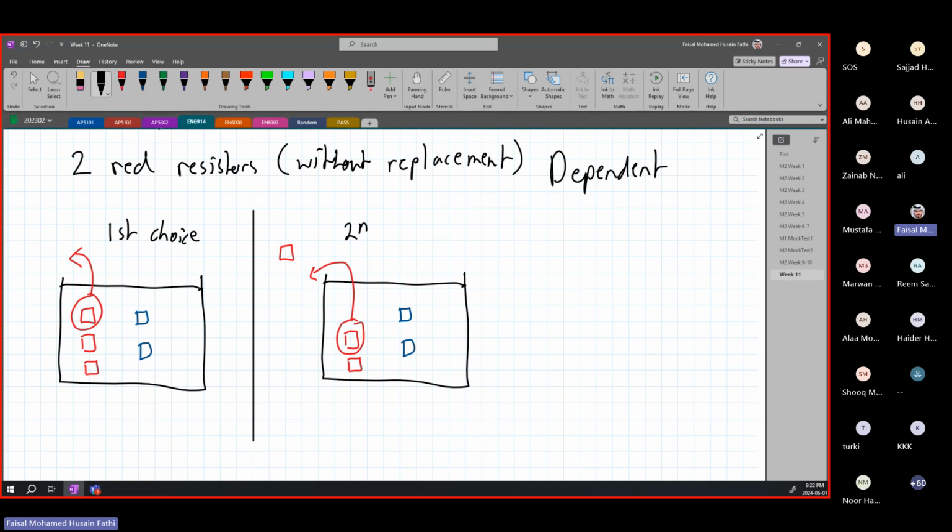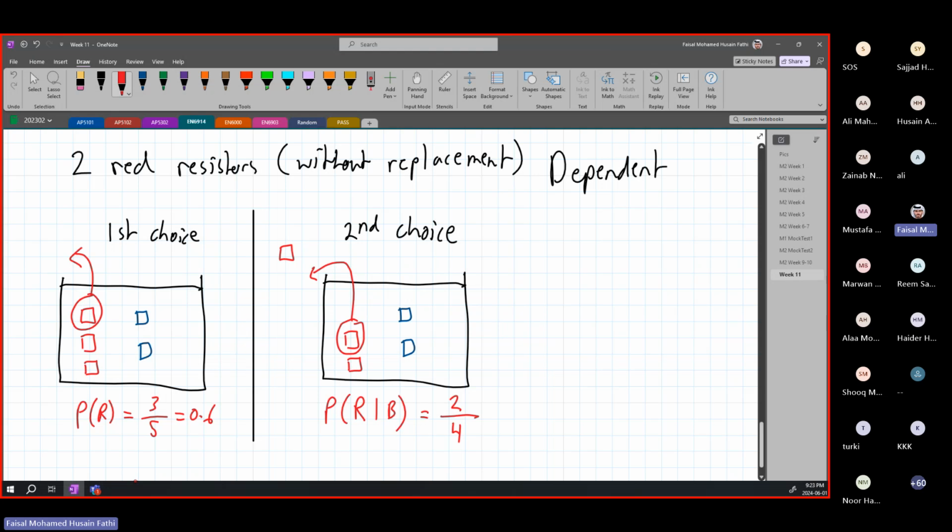It is no longer the same probability for the second choice. Why? In the beginning, as we calculated earlier, the probability of red is equal to 3 over the total, which is 5, which is 0.6. Now the probability of red conditional blue, which I will talk about now, is equal to 3 became, we have how many resistors inside? We have 2 resistors only. What is the total number of resistors inside? It is 4 now instead of 3.